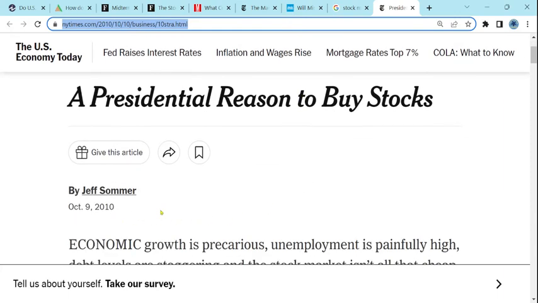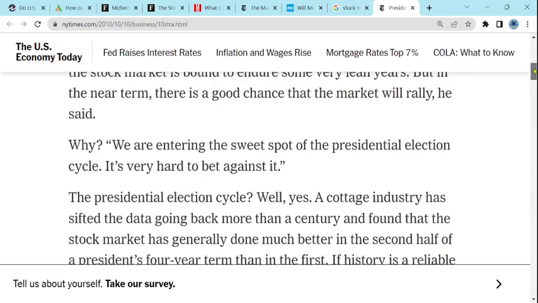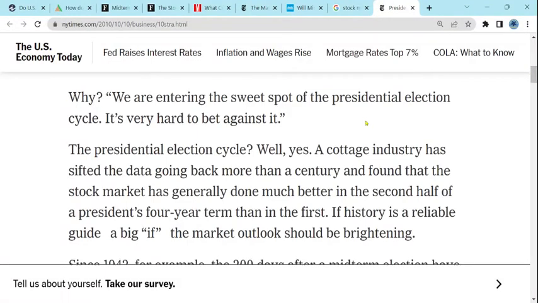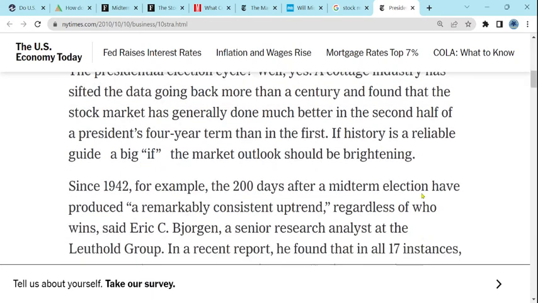This is back from 2010, but again, it talks about the overall presidential election cycle, and there's some specific information about 2010. But the general presidential election cycle data, they're saying, we're entering the sweet spot of the presidential election cycle, and it's hard to bet against it. They say data going back more than a century has found that the stock market has generally done much better in the second half of a president's 4-year term than the first. If history is a reliable guide, big if, the market outlook should be brightening.